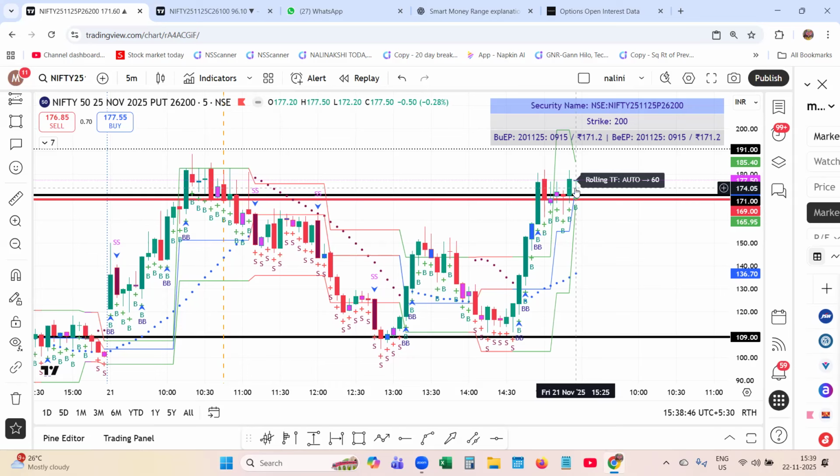You can trade better with the indicator, rolling pivot, a beautiful indicator, and the beautiful EP line, and you need to do homework for this.